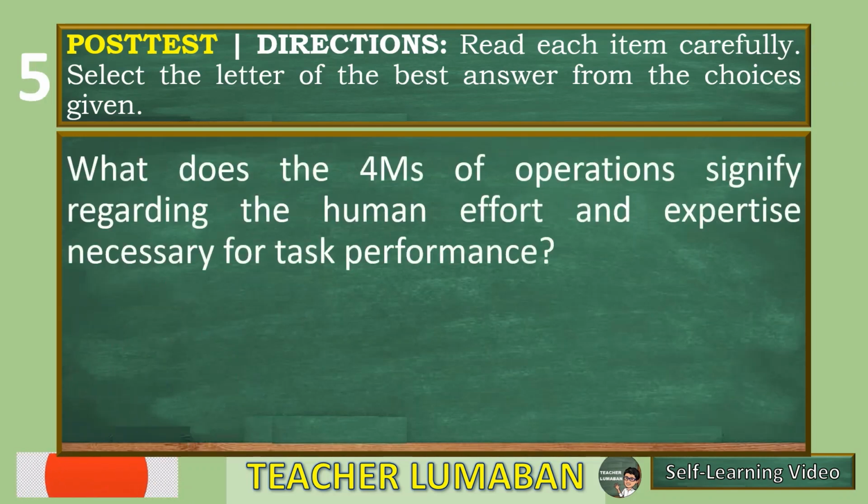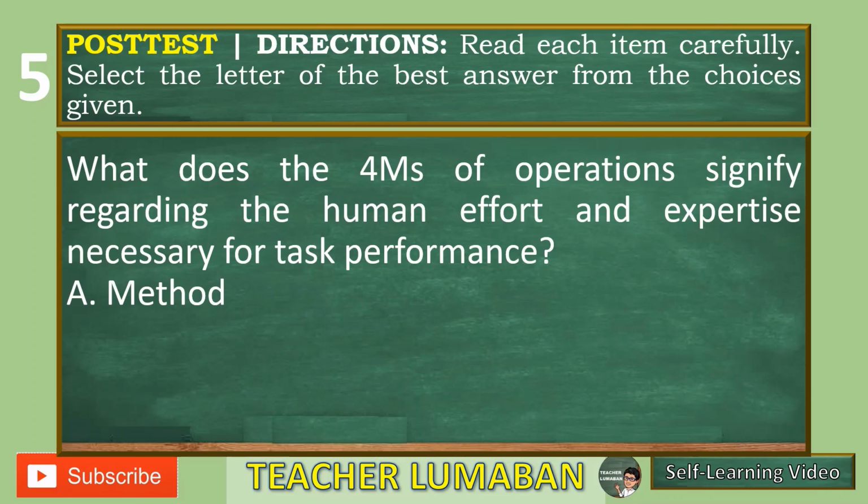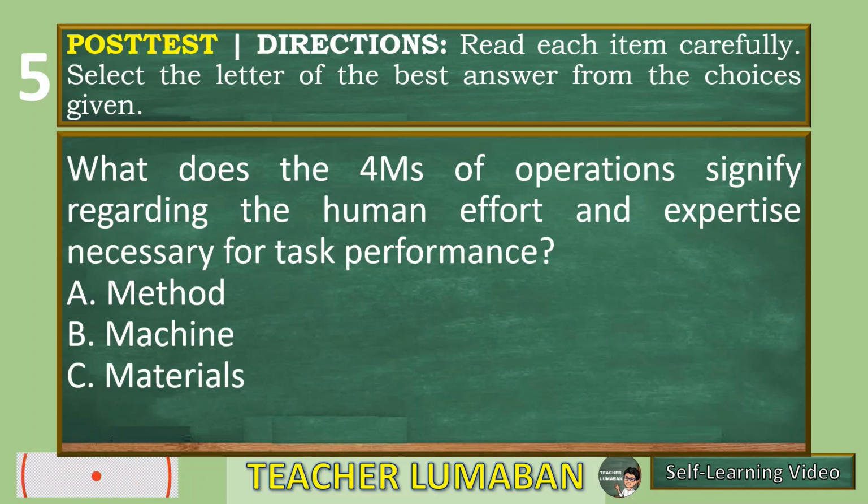What does the 4Ms of operations signify regarding the human effort and expertise necessary for task performance? A. Method. B. Machine. C. Materials. D. Manpower.